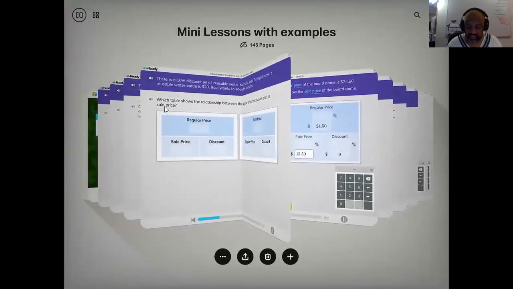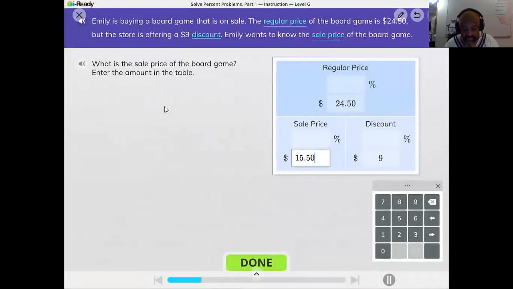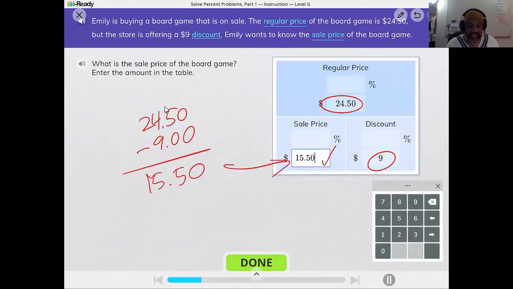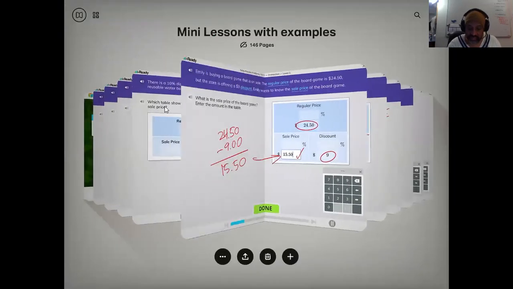The next screen they're going to give you is they're going to say, okay, if we know that the regular price is 24, the discount is 9, you have to calculate this, and all you're doing is subtracting 9. And you're going to get 15.50. Goes in here, click done, and then keep it moving.